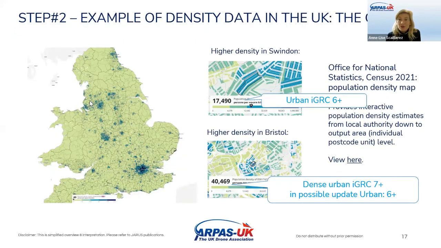Looking at some examples, looking at metrics from the ONS, I don't know whether the ONS census population density map will be the final reference tool selected by the CAA, but I guess it's a good starting point. Looking at an operation, let's say in Swindon, the cell with the maximum density that I identified had a maximum density of 17,000 people per square kilometer. It means that the intrinsic ground risk class is 6 and onwards in the initial version and also in the updated version. But if you look at Bristol, a higher density city, some cells have a density of 40,000 people, meaning that in the initial version of 2.5, that would have qualified as an intrinsic ground risk class 7 and onwards. And in the possible update, it would be 6 and onwards.